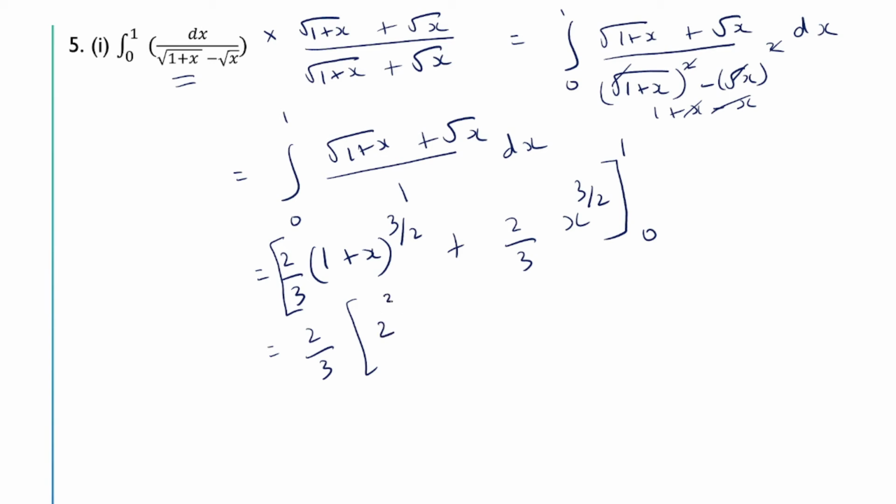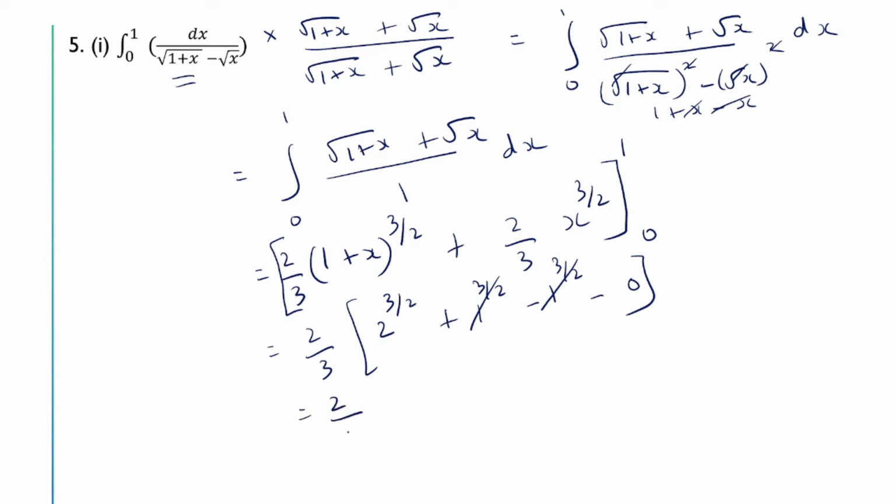So it is 2 raised to 3 by 2 plus 1 raised to 3 by 2 minus, now substituting the lower limit. So it will be (1 plus 0) the whole raised to 3 by 2. So it is 1 raised to 3 by 2, which is 1, then minus, we substitute 0 here, we get 0. So these two will go.